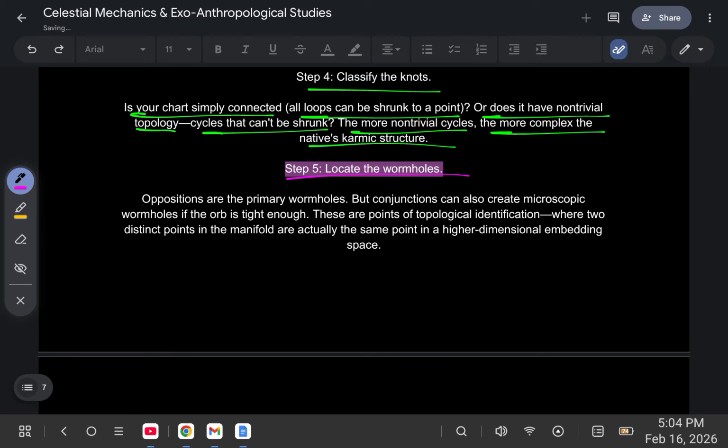Step 5, we locate the wormholes. Oppositions are the primary wormholes, but conjunctions can also create microscopic wormholes if the orb is tight enough. These are points of topological identification where 2 distinct points in the manifold are actually the same point in a higher dimensional embedding space.